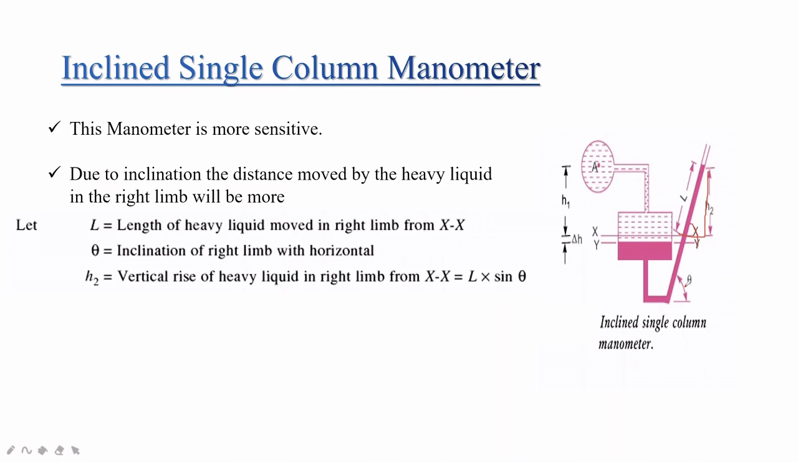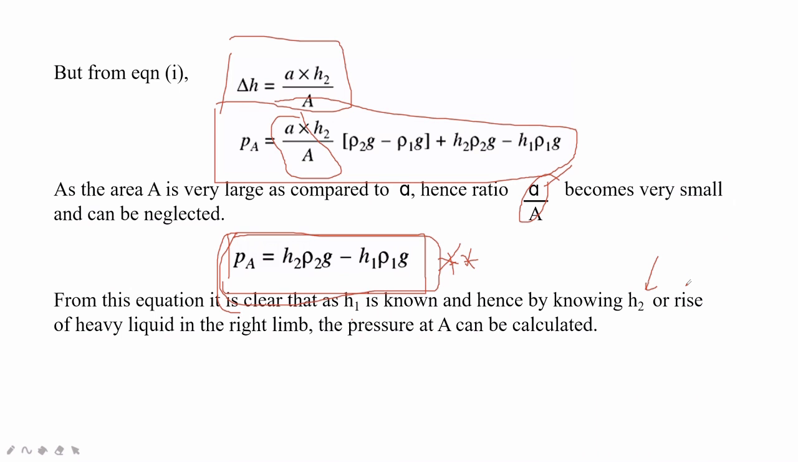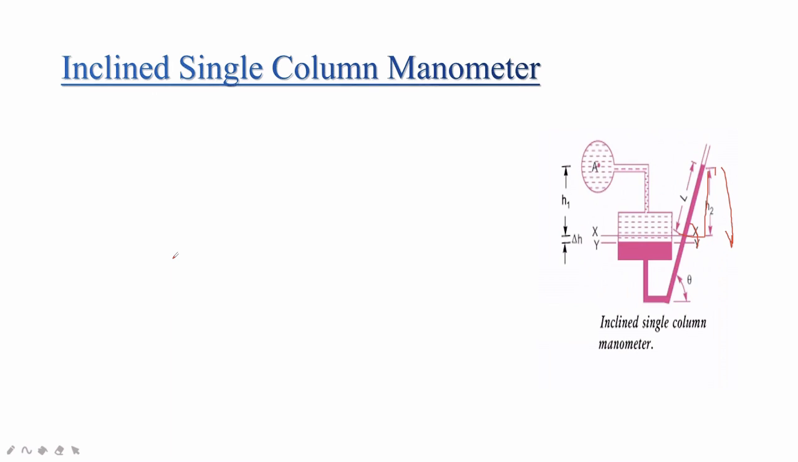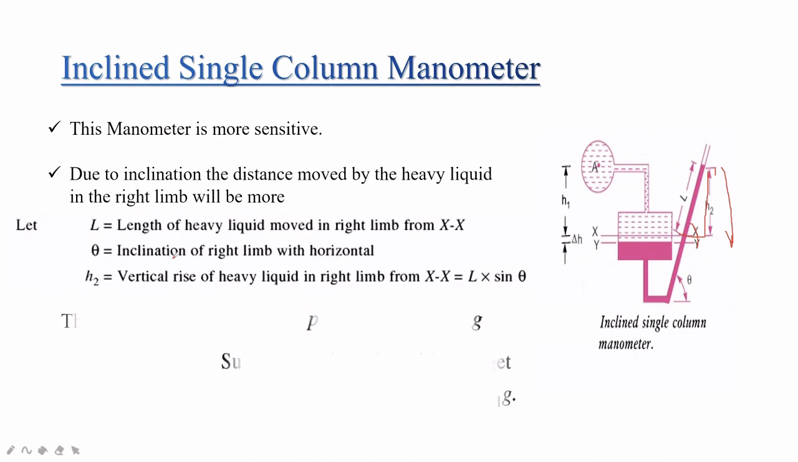So this theta and this theta are the same. So what is the distance H2? H2 is nothing but L into sine theta. So that is the only thing we have to add. If we take the equation for the vertical single column manometer, and in the place of H2 we substitute what we got here for the inclined, we will get the value for the inclined single column manometer.